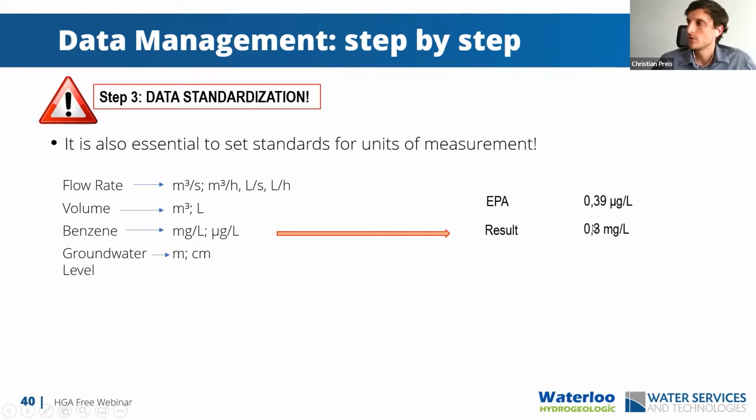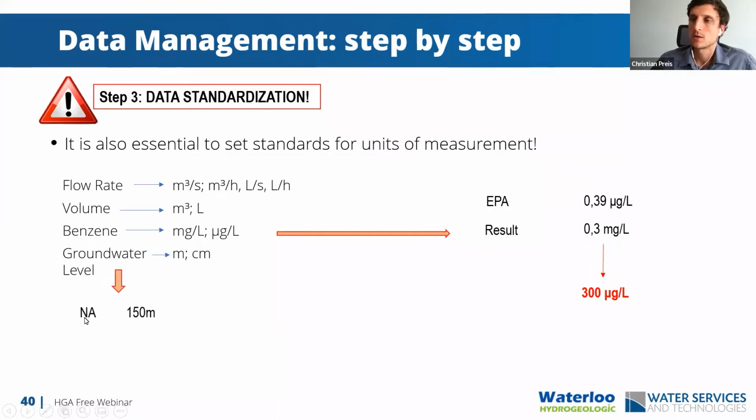I see the number 0.3 and I think, oh, it might be micrograms, so I'm okay, I'm under the maximum limit. But no, actually the unit was milligram per liter. And this means that in the database, I should have written 300 micrograms, which is much higher than the limit from EPA. So this is just an example of why it is so important to have standards on units, because we can make big mistakes if we don't have a pattern for units.